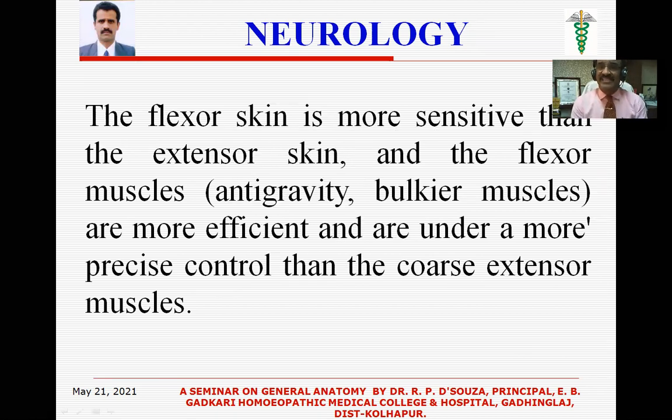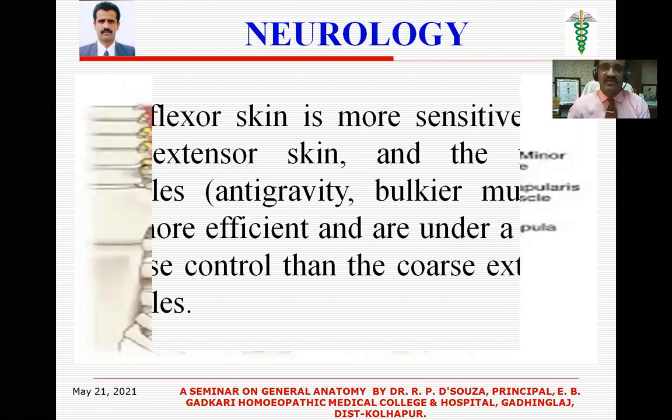The flexor skin is more sensitive. Now this skin is more sensitive than the extensor skin. The extensor is rough. Okay, the flexor muscles are bulkier because they are anti-gravity and are more efficient and under a more precise control than coarser extensor muscles. So these muscles have this difference due to the nerve supply.